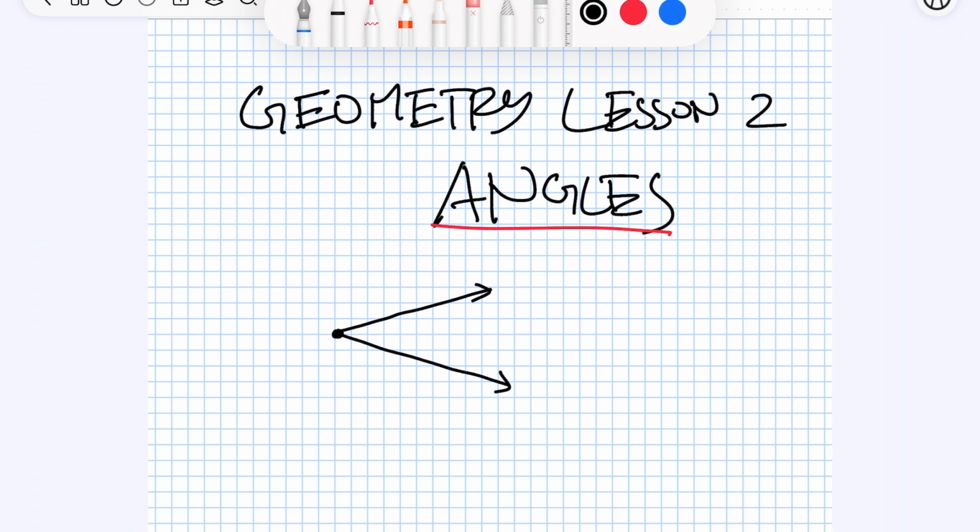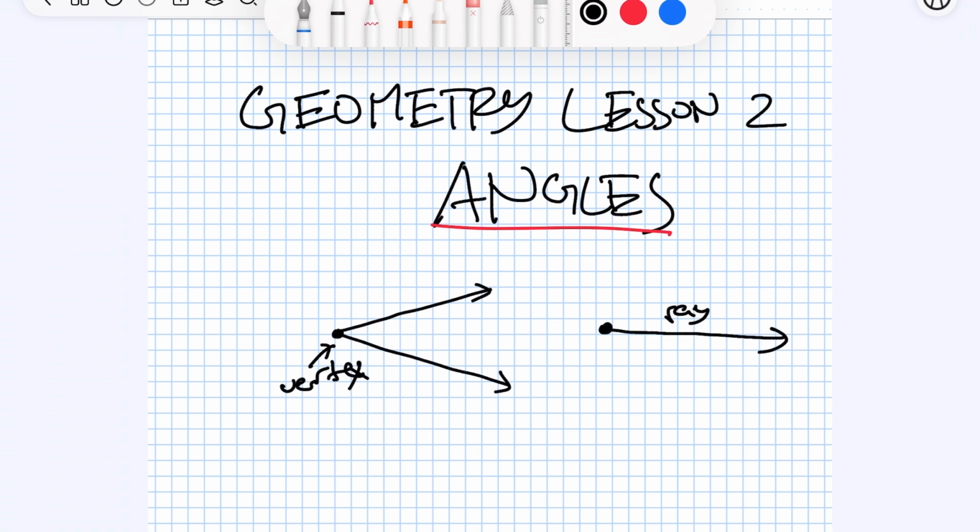Remember from the last lesson that a ray is a type of line that starts at one point and extends forever in another direction. That common endpoint is called the vertex of the angle. And the two rays are called the sides of the angle.